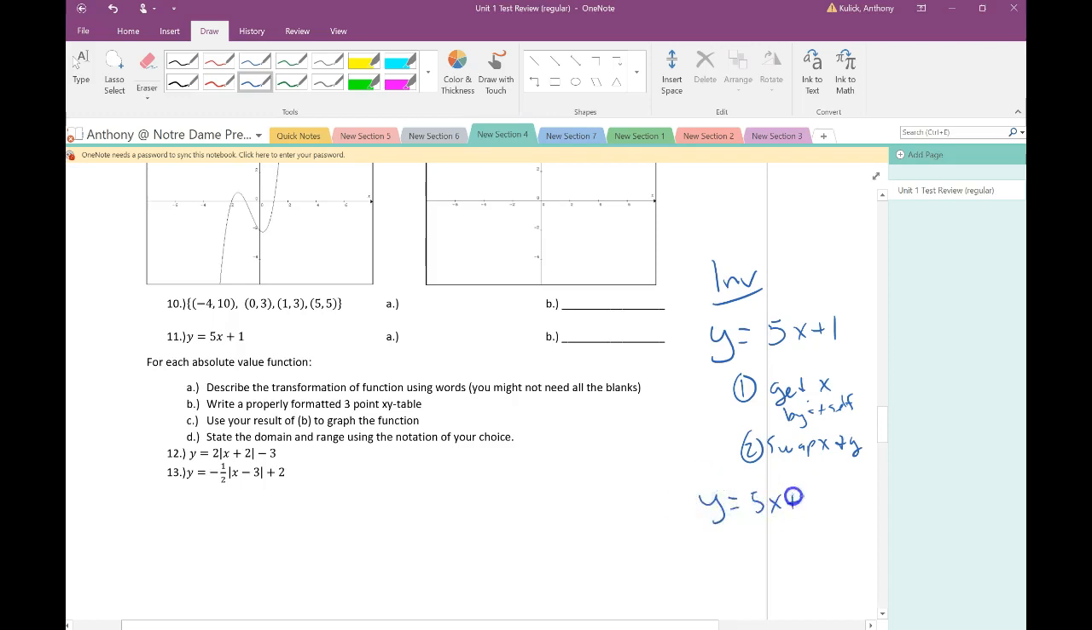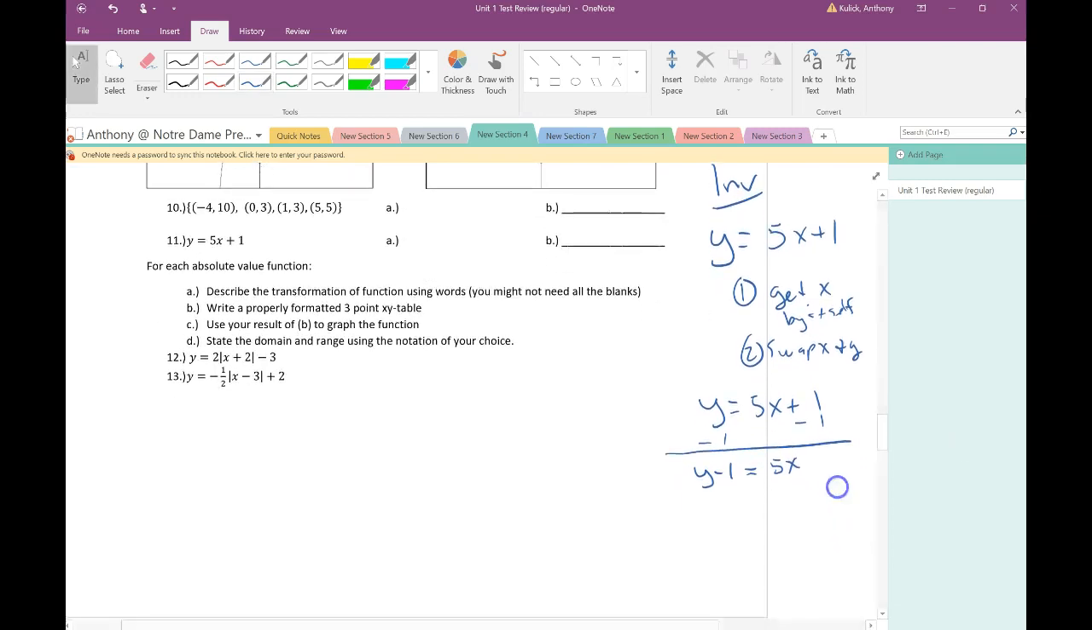So y equals 5x plus 1. I'm going to start by just subtracting 1 from both sides. I can't subtract a 1 from a variable because they're not like terms, so I'm just going to write y minus 1. And then I'm going to divide both sides by 5. So that gives me x equals y minus 1 all over 5.